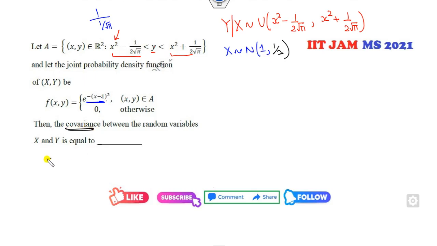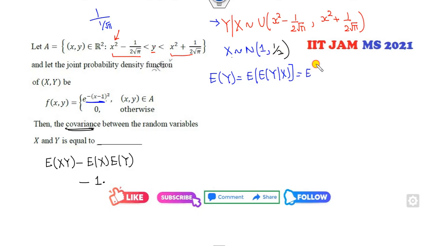Your target is to find the covariance. It means E of xy minus E of x, E of y. So E of x we already computed. This is 1. How can you find the E of y? So E of y is basically E of y conditioned on x. So what is that? What is the mean of the uniform distribution? A plus b over 2. So it's x square. What is the expected value of the x square? I can obtain it from the variance. So it is variance plus 1 square. It is my 3 over 2.